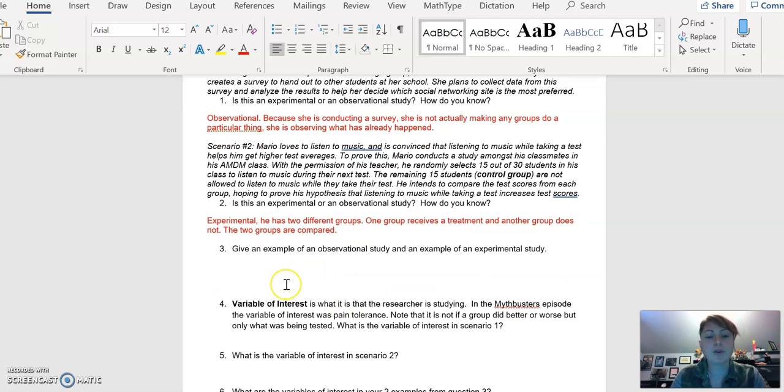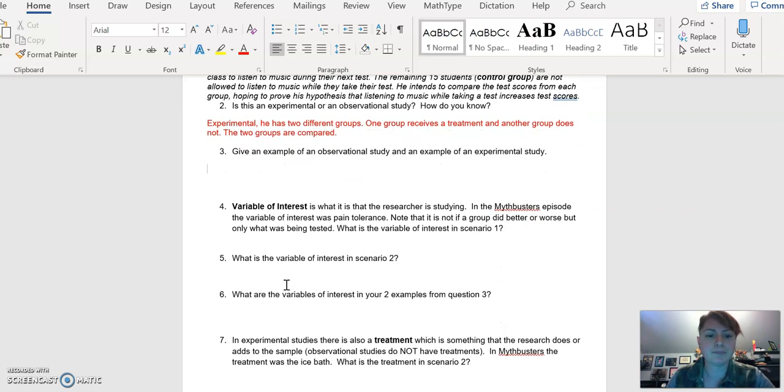Okay. Number 3, give an example of an observational and experimental. This is where you would come up with something. So I want you to think of an example of observational, experimental. Maybe the observational is what you're studying for your project. And then think of what you could do for an experimental study and write that in.